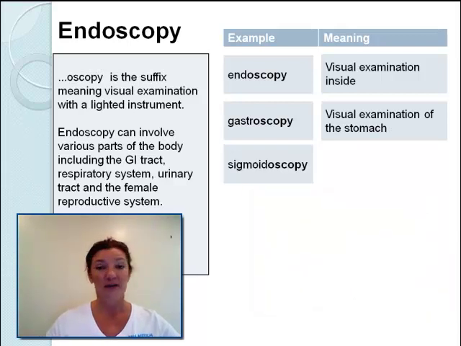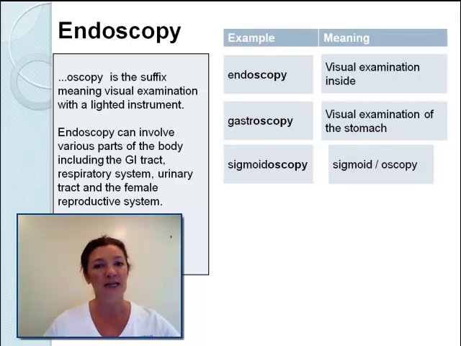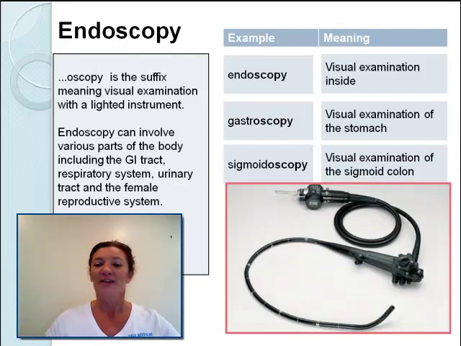Sigmoidoscopy, a very common type of investigation. We can break it down. Oscopy we know means visual examination. So it's a visual examination of the sigmoid colon, which is up the rectum and turn right, sort of the last bit of the colon. Here is a sigmoidoscope. It's a bit larger than the gastroscope.